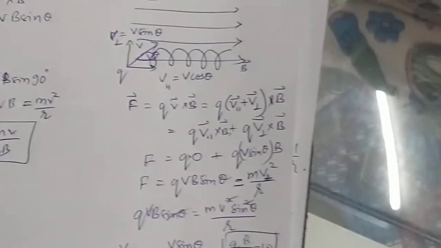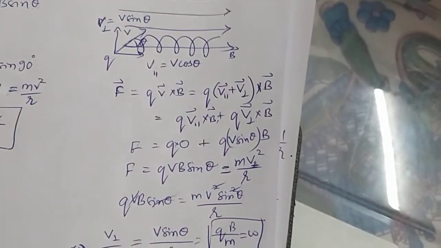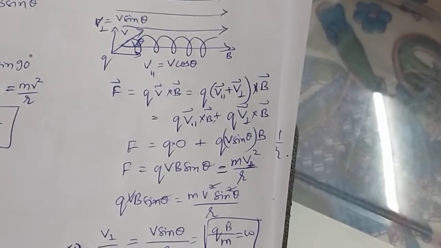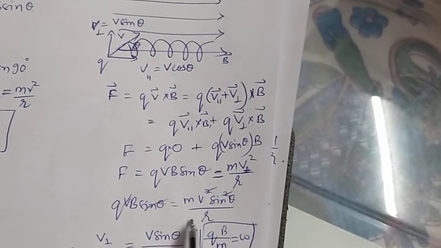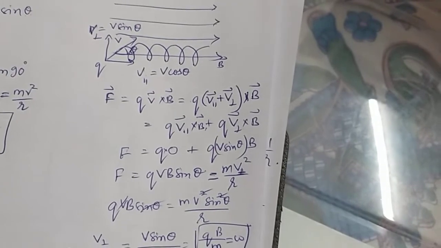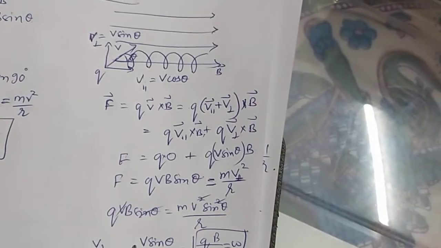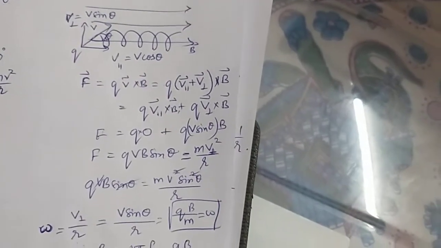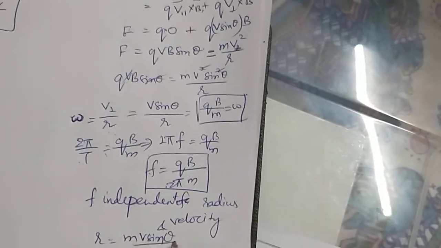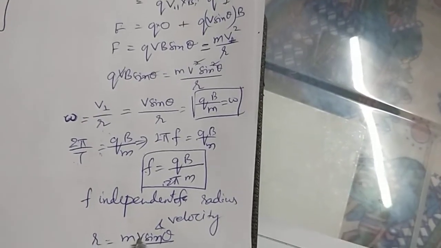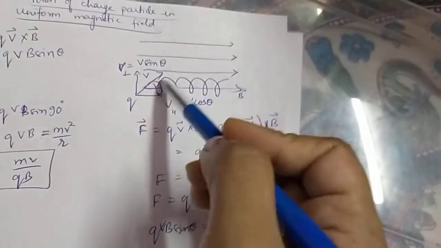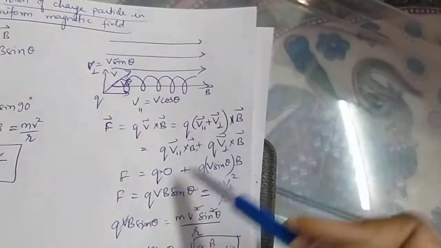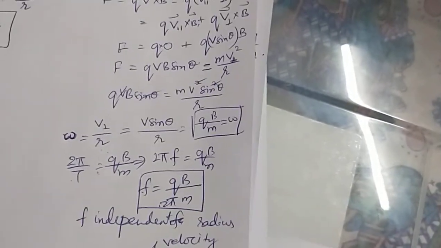But the radius will not be the same, because radius is directly proportional to v perpendicular. From here, r will be equal to m v sin theta by qB. So radius is directly proportional to velocity. The more the velocity of the proton entering, the more will be the radius, so it will follow a bigger helix. But the frequency and time period are independent of radius and velocity.